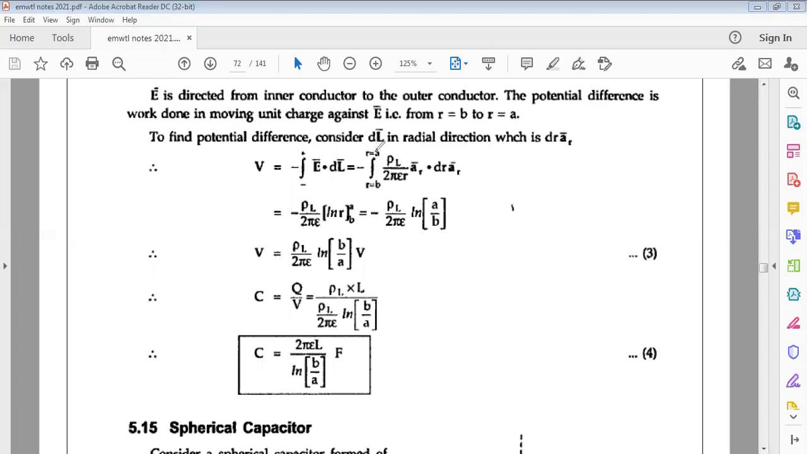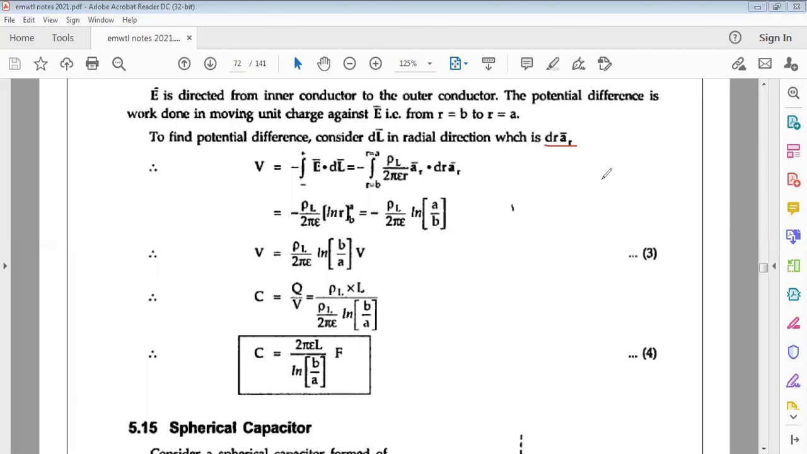So R goes from B to A, and E bar for the infinite line charge is rho L by 2 pi epsilon naught AR bar. Here dl bar is the differential length. Consider the differential length in the radial direction, which is dr into AR bar.